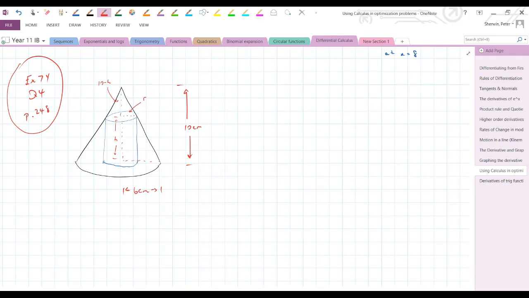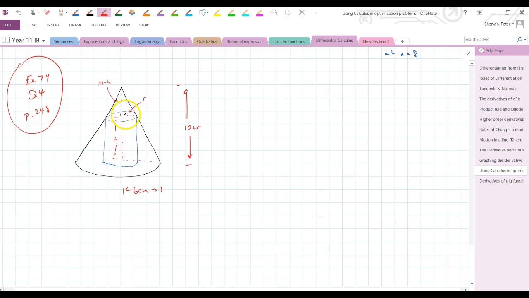Okay, by popular demand, we're going to have a look at the solution to exercise 7y question 4, which is the cylinder in the cone. Just to set the scene here, we've got a cone. We're told the cone has a 10 centimeter height, so that 10 centimeters goes all the way up. And we need to be really careful here about what's what.